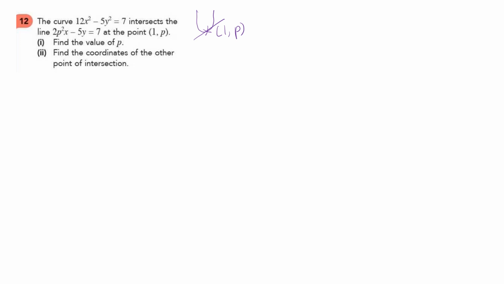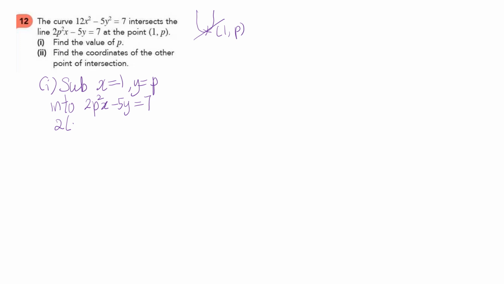So what do we know? What we're going to do is substitute x equals 1 and y equals p into which equation? Into our 2p squared x minus 5y equals 7. We have to substitute into both equations. All right, so we substitute into 2p squared x minus 5y equals 7 first.